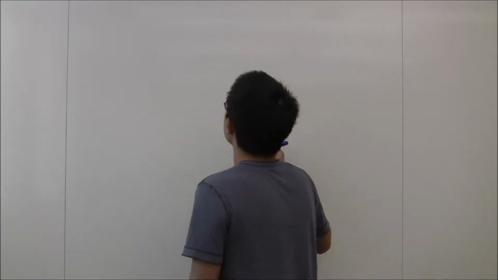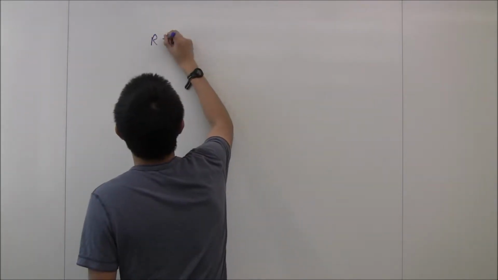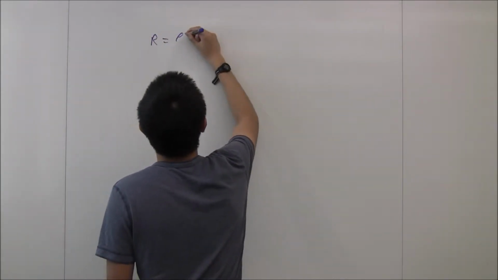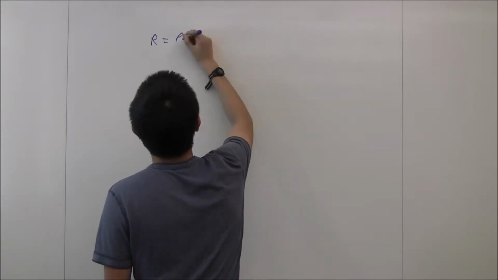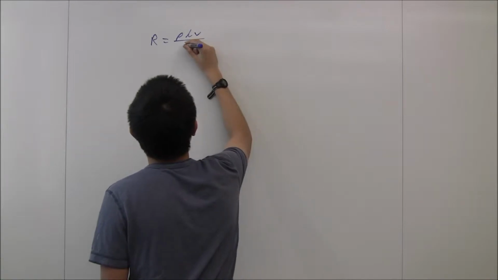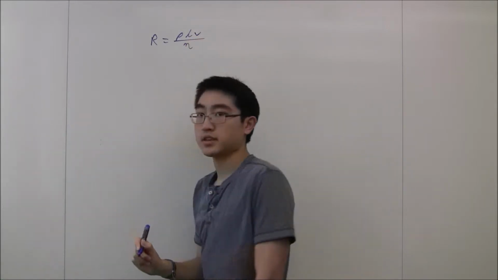So in this problem, we're asked to figure out how fast a person can swim underwater such that the viscous drag force dominates over the inertial drag force. Now, we're told in the problem that when the Reynolds number is less than 1, the viscous drag force will dominate over the inertial drag force. So we know that the Reynolds number is given by the density rho of the fluid times the typical linear dimension L times the speed of the object divided by eta, the viscosity of the fluid.